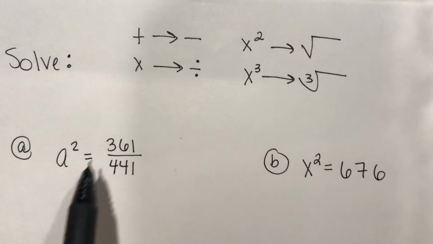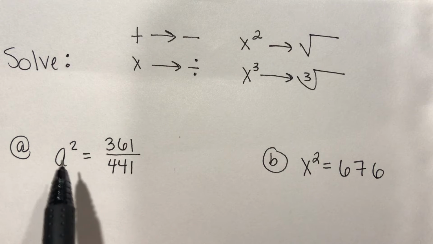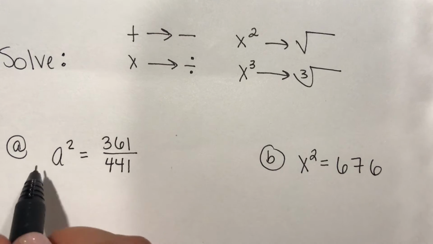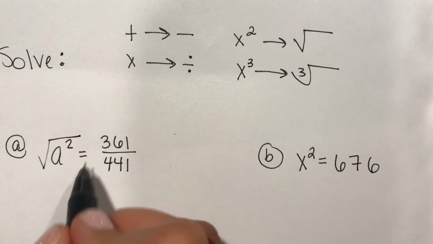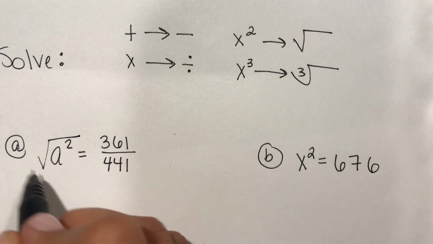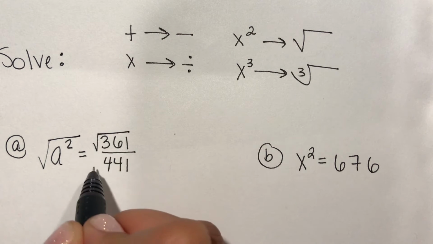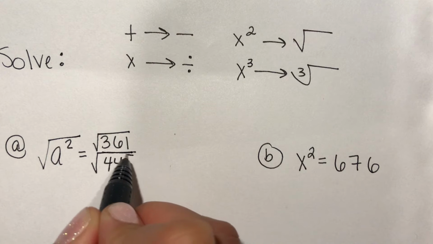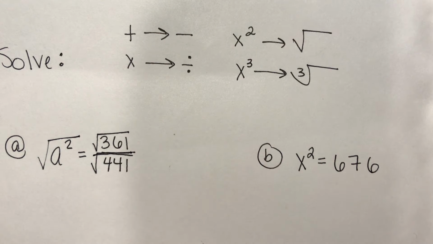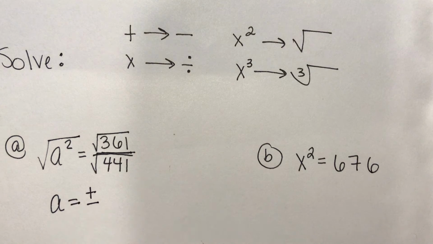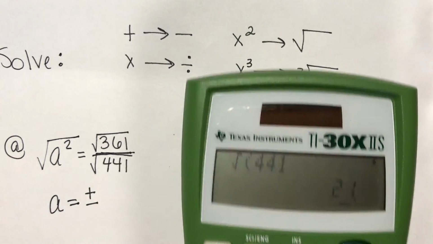Okay, so if we take a look at this equation, my variable is being squared. So in order to eliminate the square, I am going to square root both sides. Now this is my work and I want to make sure that I show that. Notice how I have a fraction on the opposite side. I have to square root both the top number and the bottom number in order to get my answer. A is going to equal the positive and negative, and then we put it into our calculator.